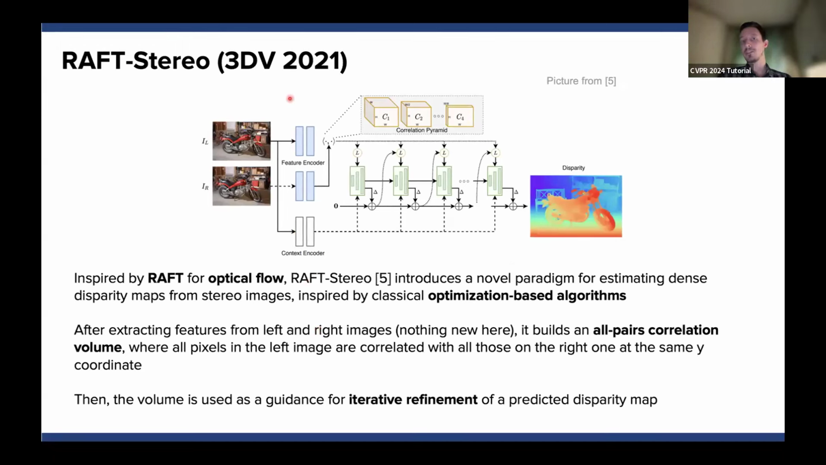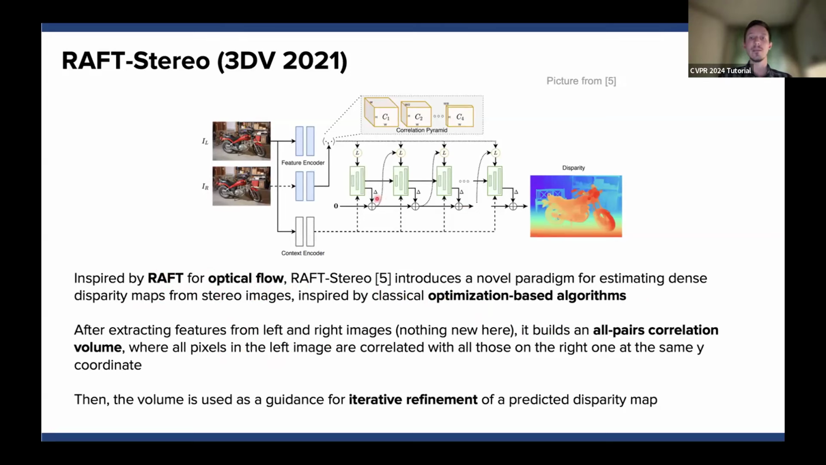RAFT-Stereo was published at 3DV 2021, and RAFT-Stereo is an end-to-end architecture for dense disparity estimation that was highly inspired by RAFT, which was an architecture proposed for estimating dense optical flow from a pair of images. And RAFT-Stereo basically follows the main architectural design proposed by the original RAFT. And this architectural design proposes a new way of using the cost volume.